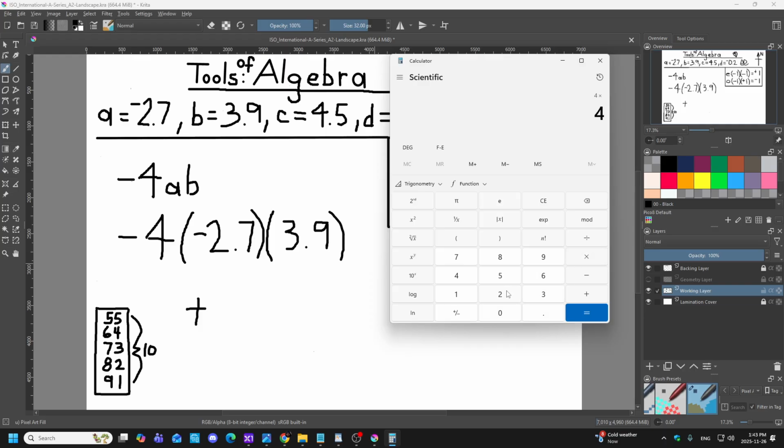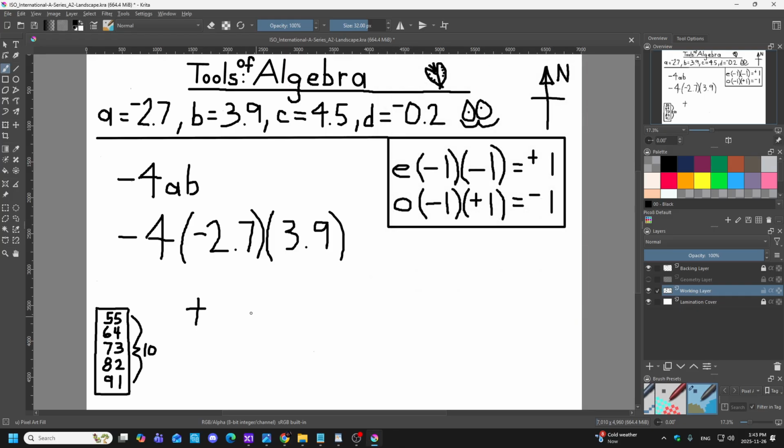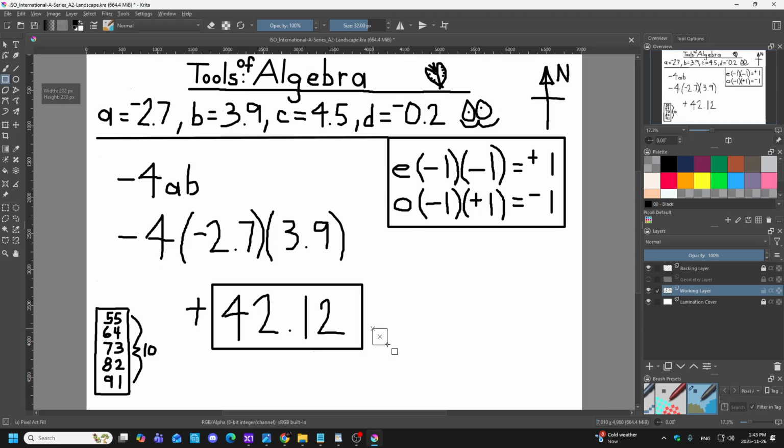4 times 2.7 times 3.9. 42.12. All right. Again, you don't need the plus sign because we know it's positive. That was quick, wasn't it?